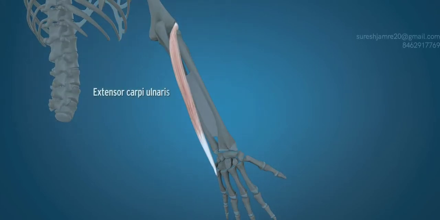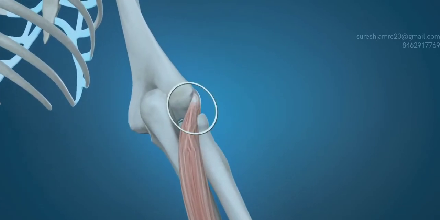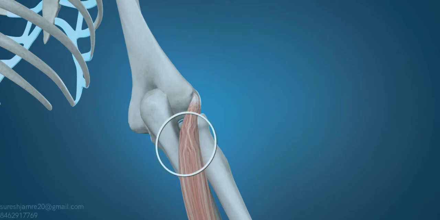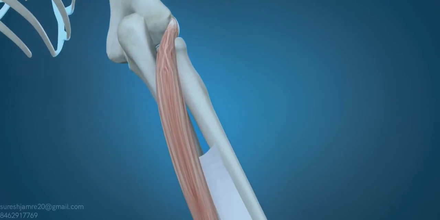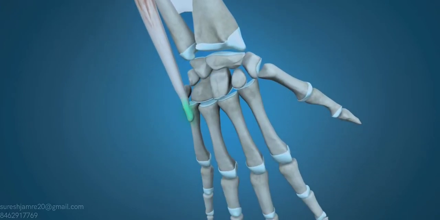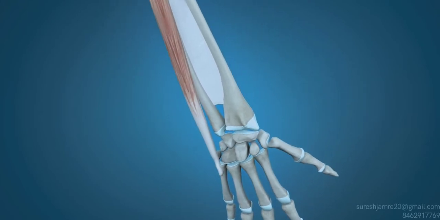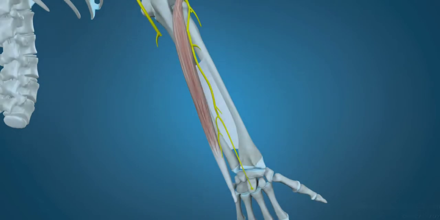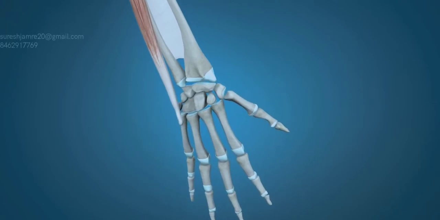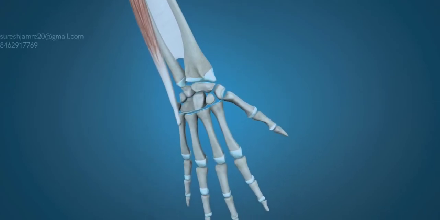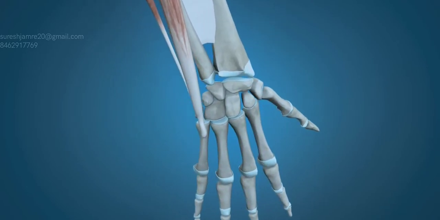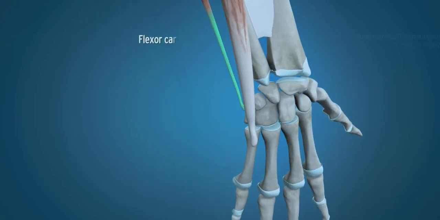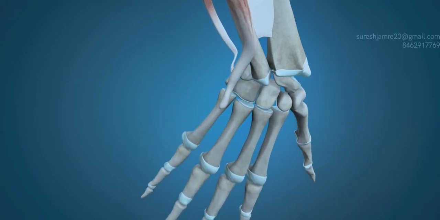Extensor carpi ulnaris. Origin: common extensor origin, from an aponeurosis from the upper 2/3 of the posterior border of the ulna. Insertion: tubercle on the medial side of the dorsal surface of the base of the 5th metacarpal. Innervation: posterior interosseous nerve. Action: extension of the wrist. Along with the flexor carpi ulnaris, adducts the wrist.